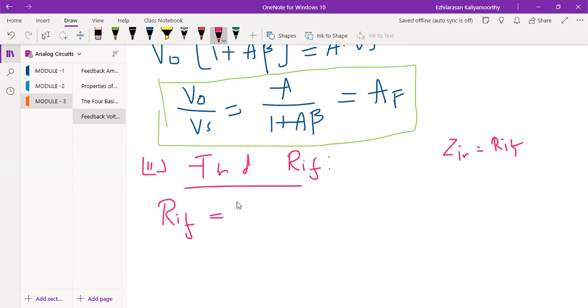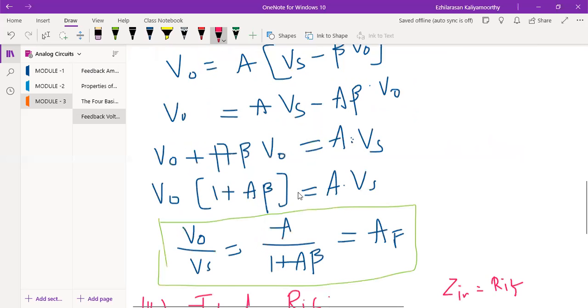From the input port, RIF is nothing but VI divided by II. So now we need to get the terms for VI as well as II. How will we get it? Let us find the input resistance from this.